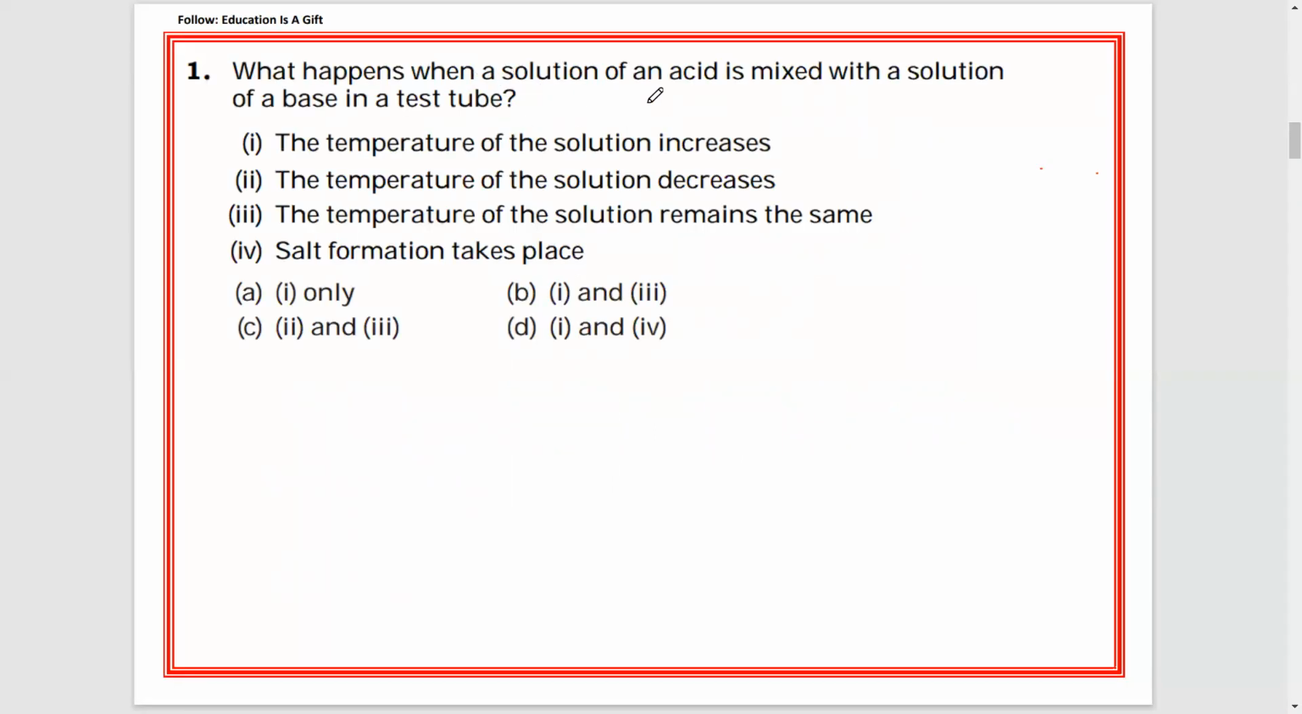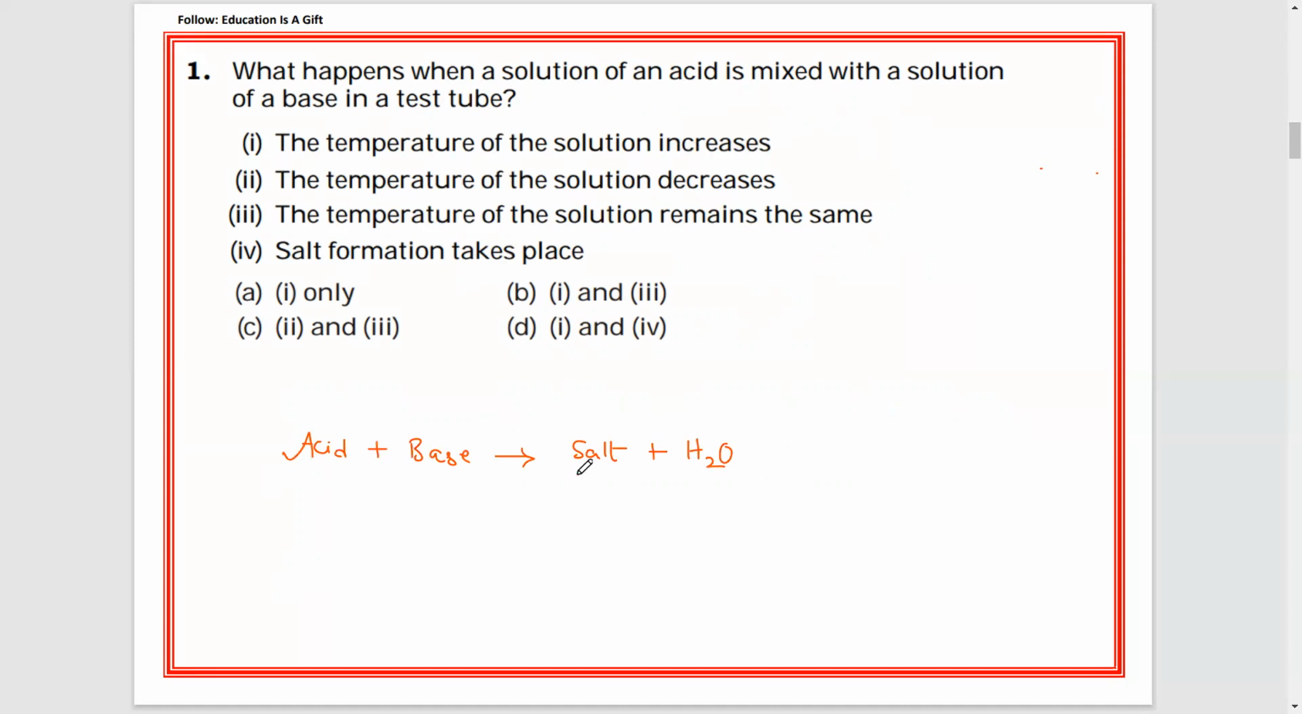What happens when a solution of an acid is mixed with a solution of base in a test tube? So they're asking what will happen if you mix acid and base together. We know acid plus base gives rise to salt plus water, that is H2O. Now there are 4 options. Number 1, temperature of the solution increases. Number 2, temperature of the solution decreases. Number 3, the temperature of the solution remains the same. Number 4, salt formation takes place.